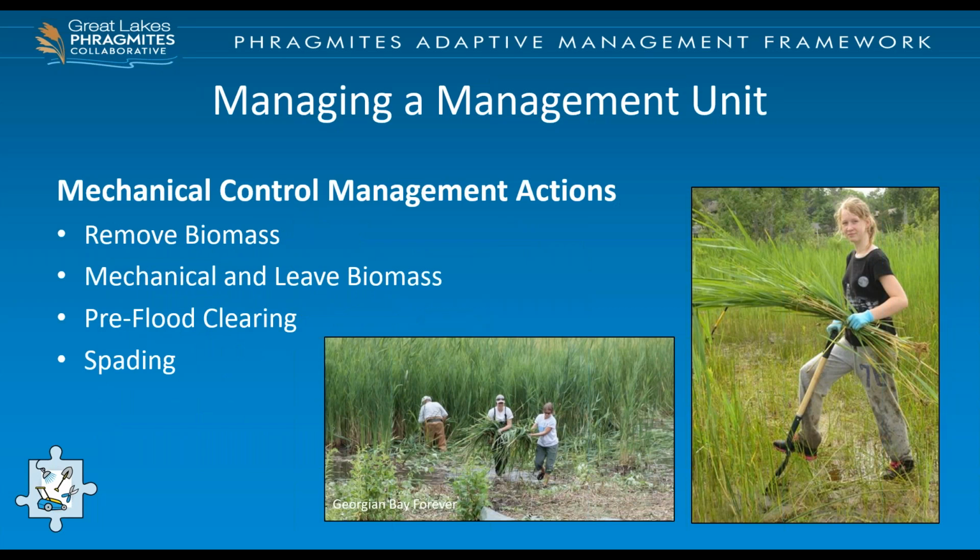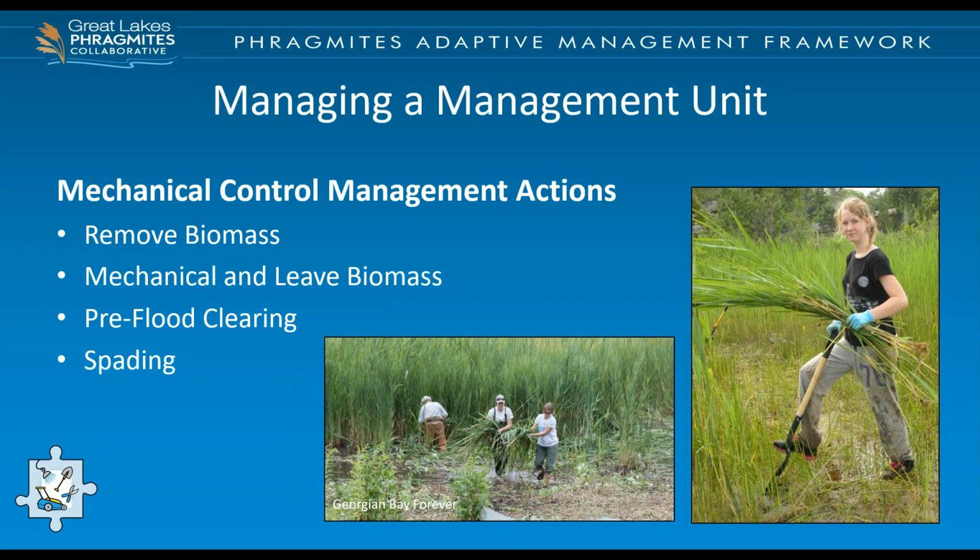There are 4 mechanical control management actions included in PAMF. Remove biomass involves removing Phragmites from the management unit manually. This can be achieved by cutting and removing Phragmites or even implementing a controlled burn.